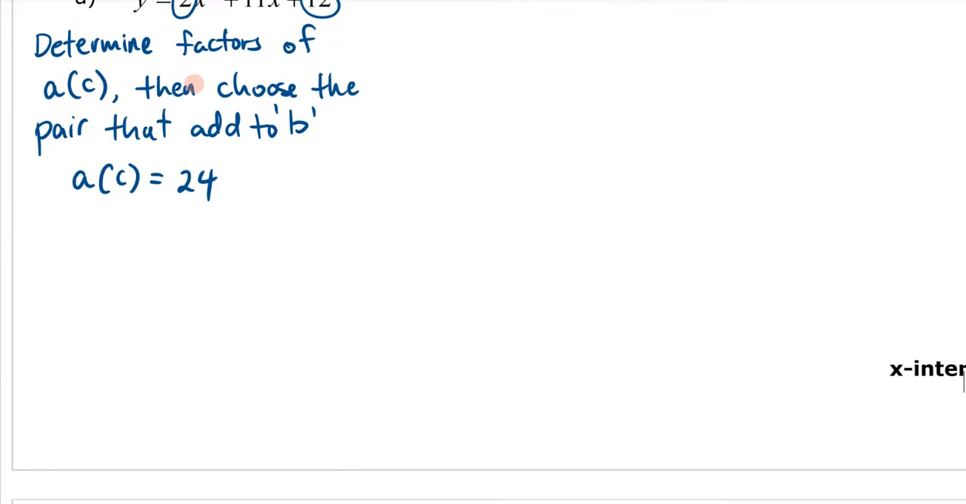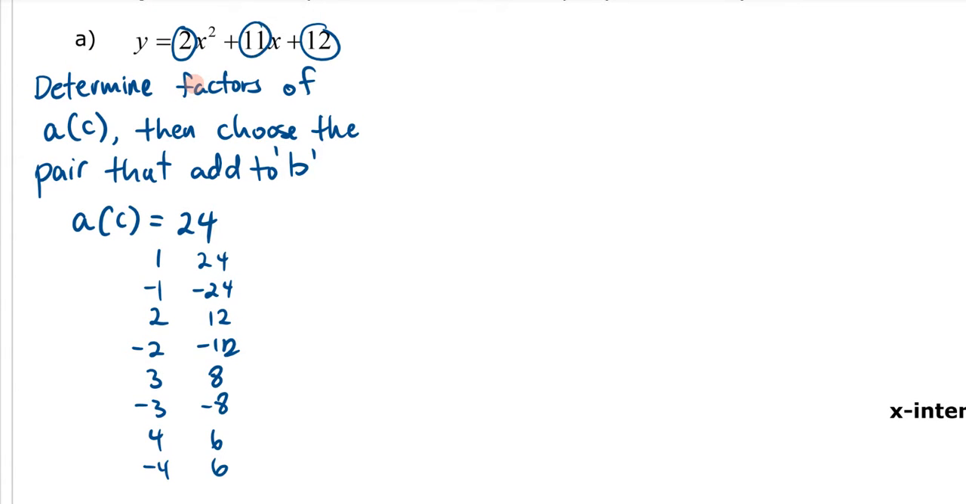What are the factors of 24? Well, we have 1 and 24, negative 1 and negative 24. 2 times 12 is 24. Negative 2 times negative 12 is 24. 3 times 8, negative 3 times negative 8, and 4 times 6, and negative 4 times negative 6. Which pair will give me the middle term b? b is 11. So which pair of numbers add up to 11? Well, it looks like it's this one right here. 3 plus 8 is 11.